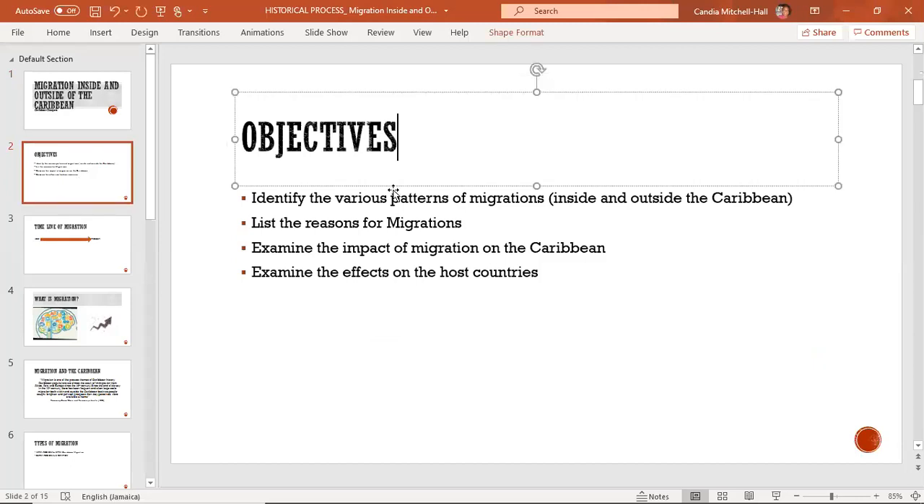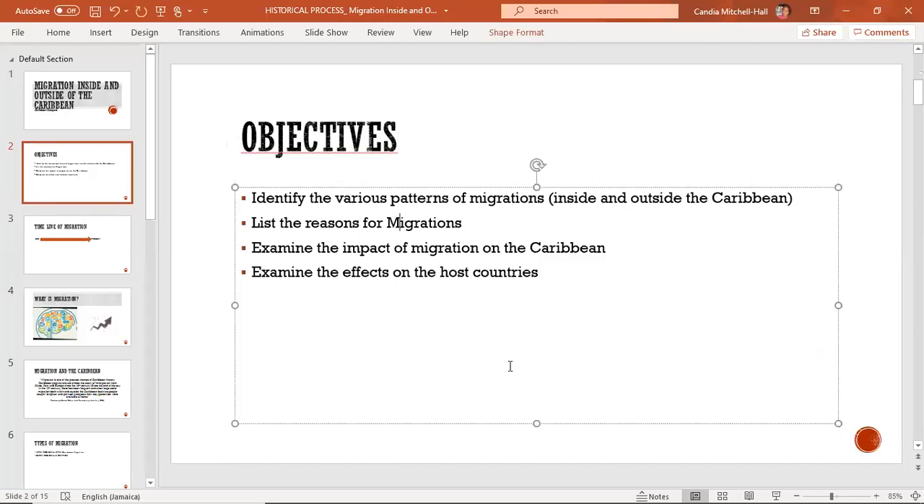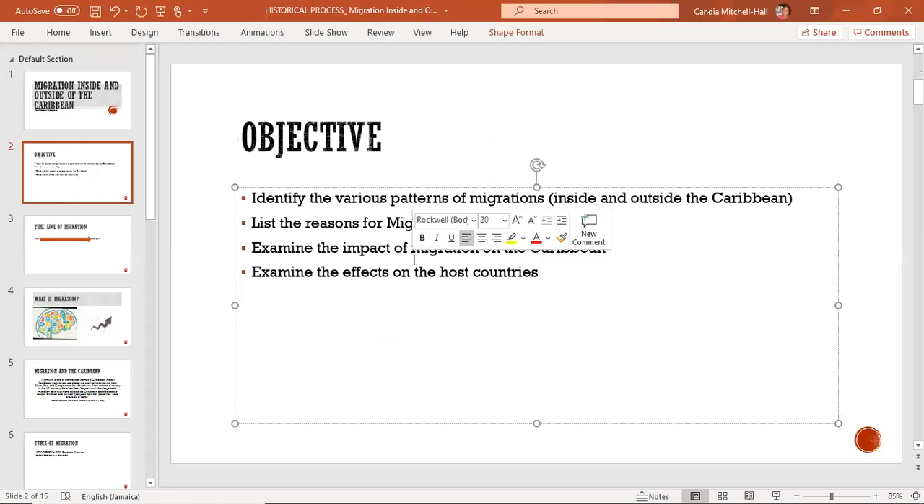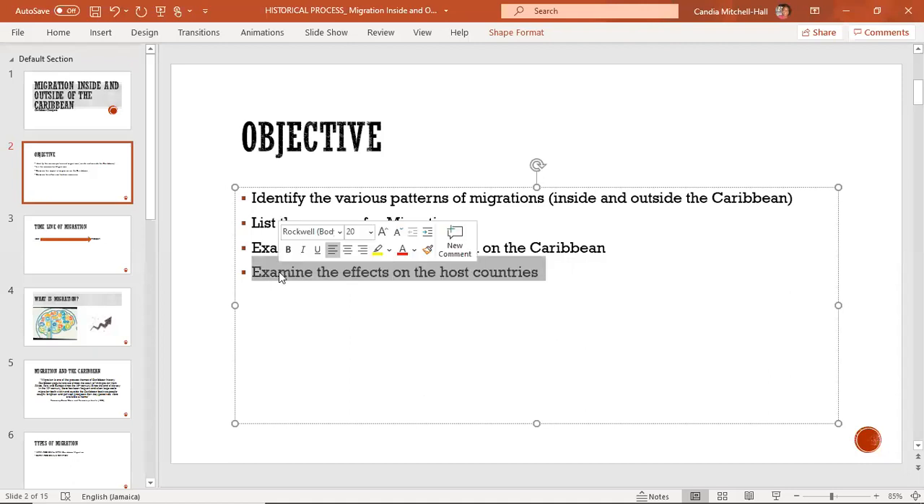Our objectives for this class are that we're going to identify the various patterns of migration inside and outside the Caribbean, list the reasons for migration, examine the impact of migration on the Caribbean, and examine the effects on the host countries.